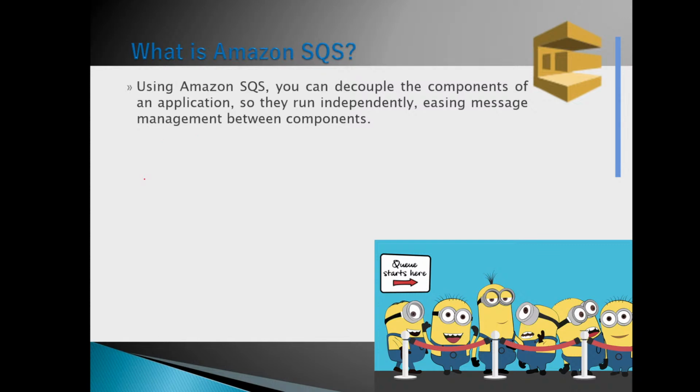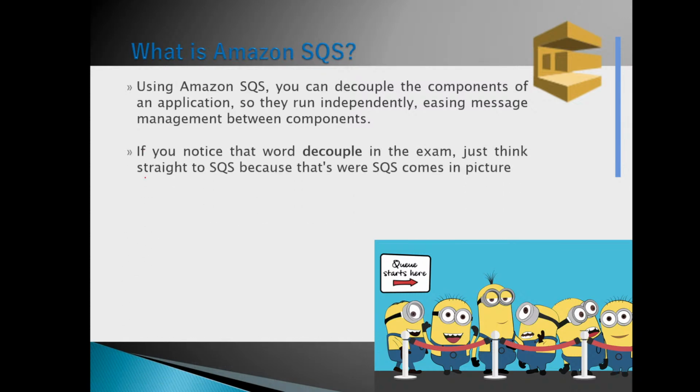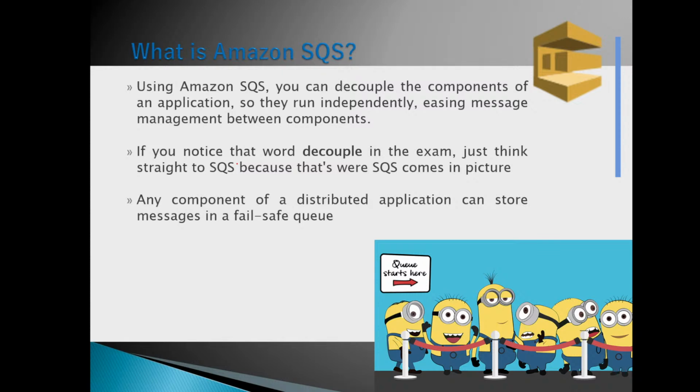When two components are running and you want to decouple them, you don't want to run them synchronously. You want one application to be running and the other application to be running independently of the first application, so you can use SQS. If you notice the word decouple in the exam or in an interview, just directly think of SQS, because that's where SQS comes into the picture. Any component of a distributed application can store the message in a fail-safe queue. SQS is a fail-safe queue.